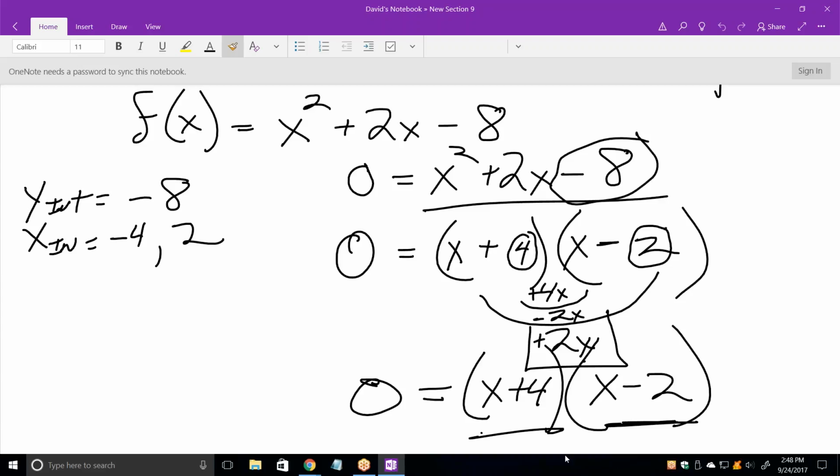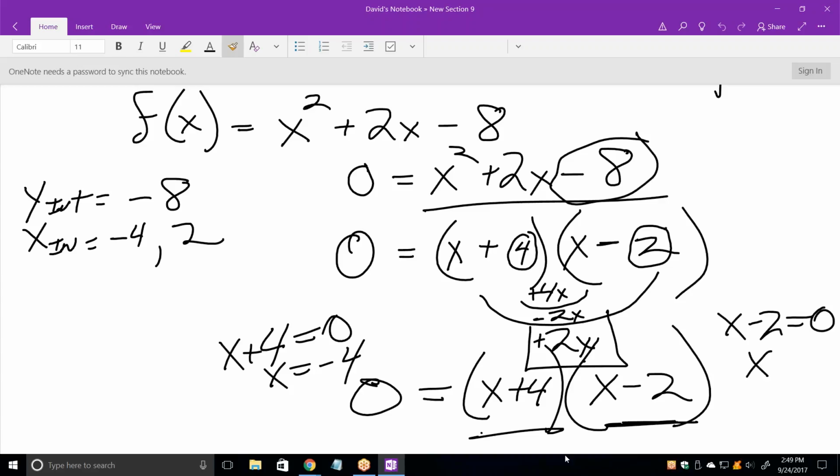Yes, I did. I set x plus 4 equals 0, solved it. That gives me x equal minus 4. I said x minus 2 equals 0, solve that. That gives me x equal 2. Okay, cool.